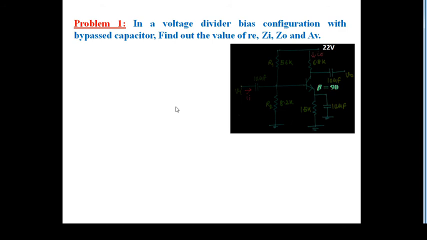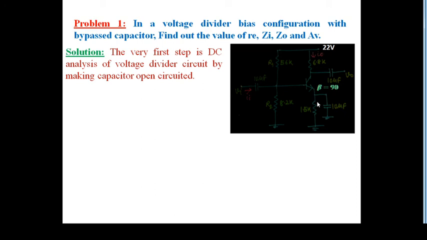So this one is the problem. In a voltage divider bias configuration, we have to find the RE value, ZI value, input impedance, output impedance, and voltage gain. The voltage VCC is 22 volt and the beta value is also given as 90. In this case also, the very first step to solve any RE equivalent model is to go for the DC analysis, by making the capacitors open circuited.